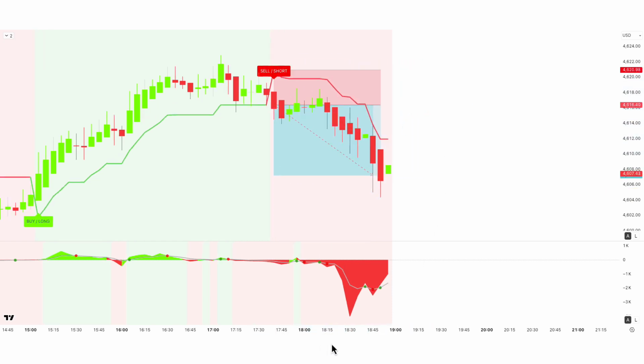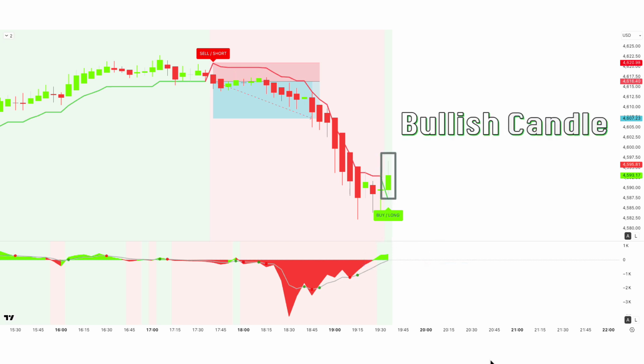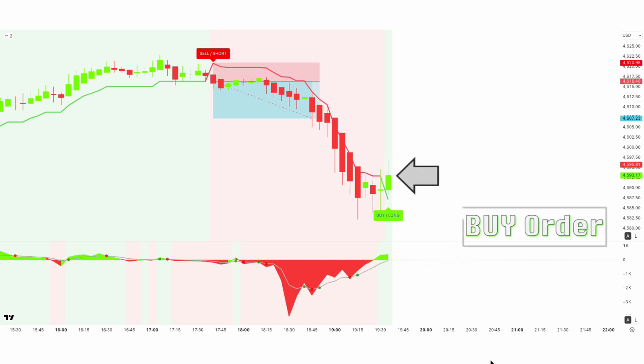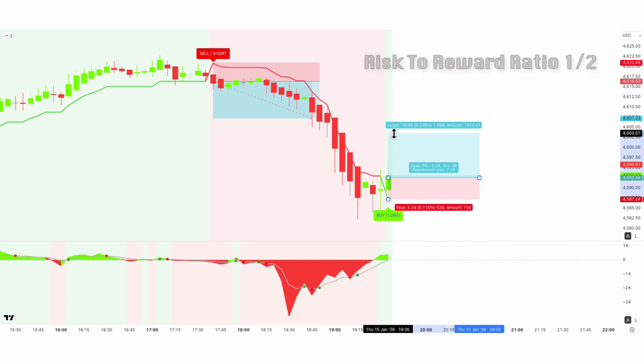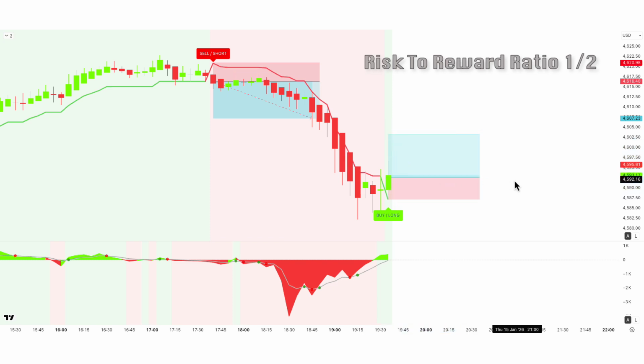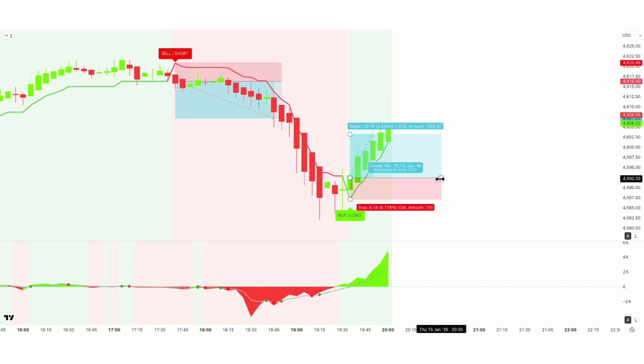Let us now understand the long position. When the Sovereign Gold Flip arrow of this indicator is a buy signal, when the Klinger Volume Oscillator shows a green area, and when the market forms a bullish candle, if this condition is fulfilled, then we will place a buy order. Our stop loss is to be placed at the green line, and the risk to reward ratio will be 1:2. The market has completely hit the target.